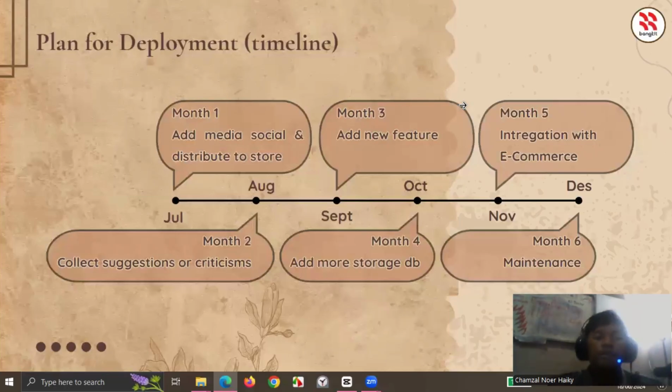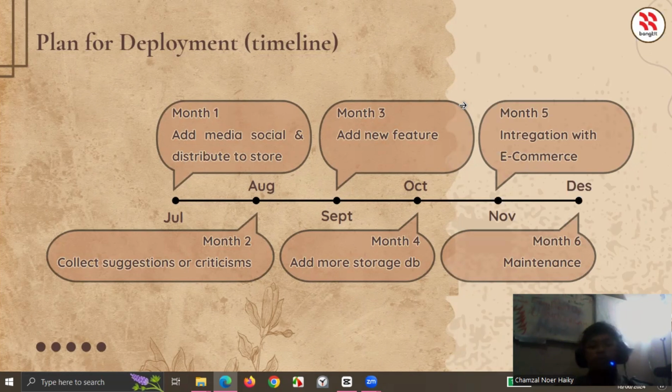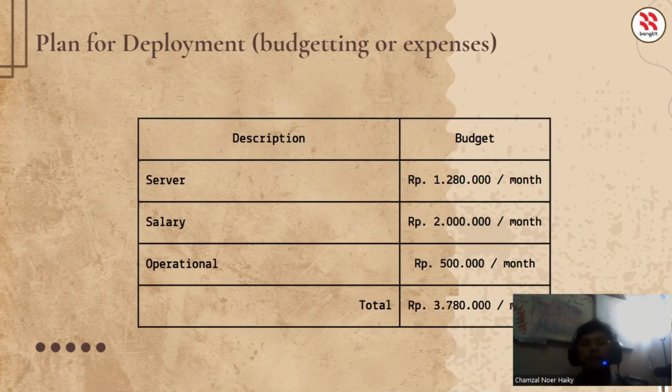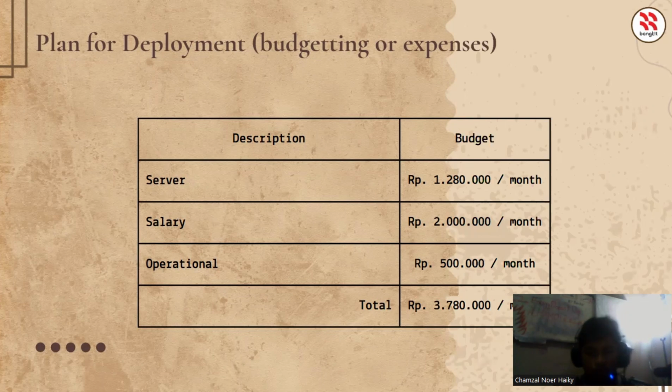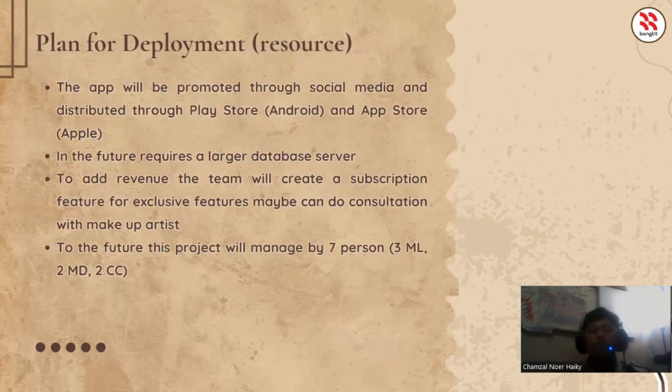So for the timeline, there are 6 months, consisting of social media, distributor store, qualification, add new features, add more log database, integration and maintenance. So there is the budgeting or expense, there are three big things: server, salary, and operational, and the total is 3,780,000 rupiah per month. For resources, we promote through social media and distributor stores.